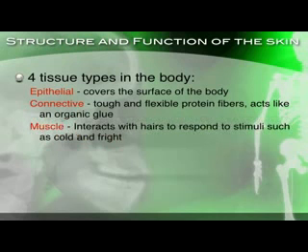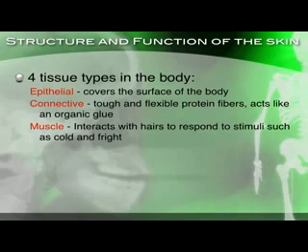Then we have muscle tissue, and we have that in the skin also. The muscle tissue in the skin interacts with hairs to respond to stimuli such as cold and fright. What happens with the hair on your skin when you get cold? It stands up, right? What does that? The muscle tissue that we have in the skin. The hairs come through little holes. We have different pores, and we're going to talk about those in a little while also.